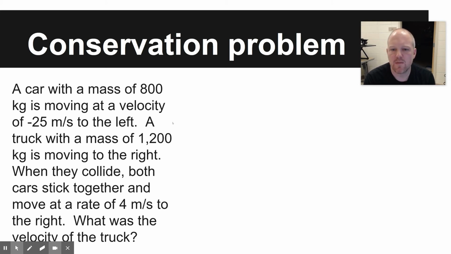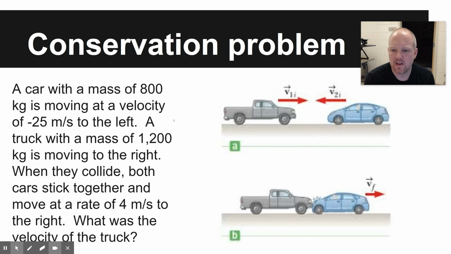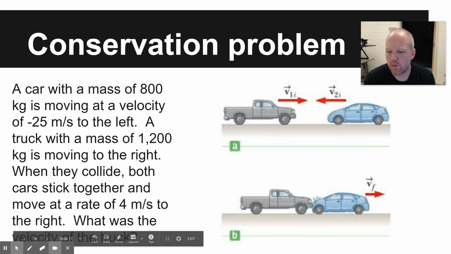So the first thing I'd recommend doing is to draw a picture of what's going on, so you have a mental image of what's happening. And so I just found a picture that represented this, where you have a truck that's moving to the right, you have a car that's moving to the left, and then after they collide, both move together to the right.